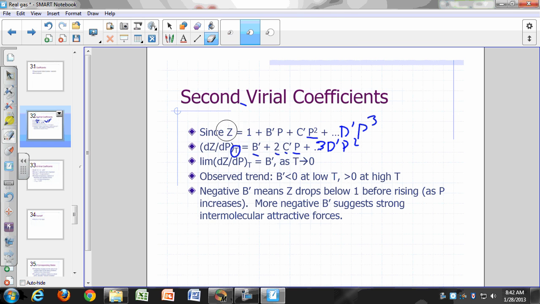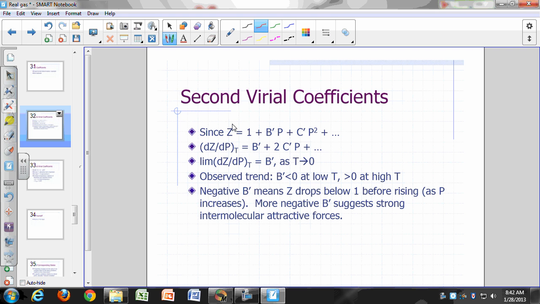What happens if you take the limit of that as pressure approaches 0? What happens to your virial coefficient? As pressure approaches 0. That's a typo right there. So all these extra terms will drop out, right? So the limit will just be equal to B prime.